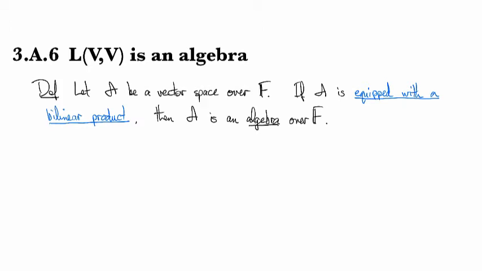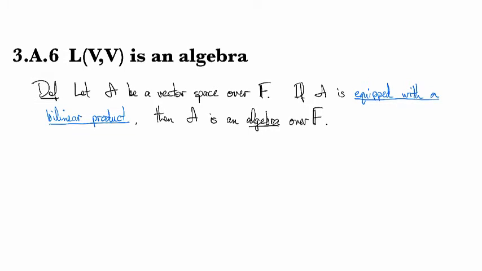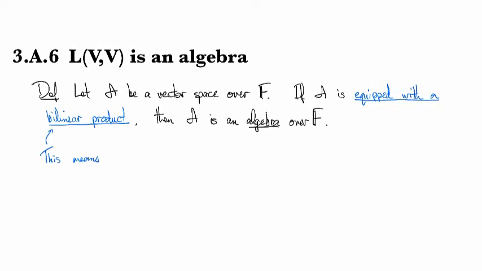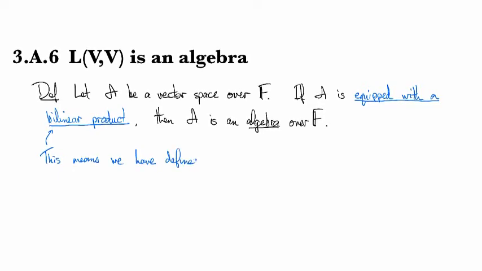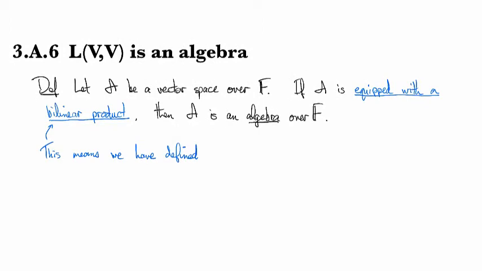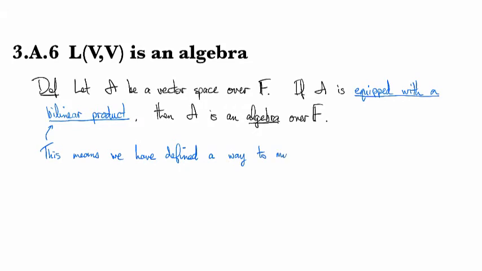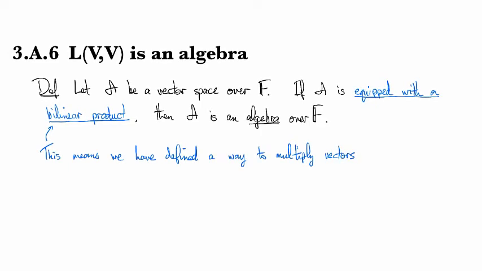Okay, and so here's this crazy blue phrase, equipped with a bilinear product. What does that mean? It means we defined a product. We defined a way to multiply. So if you've got a vector space and there's a way to multiply vectors together, then you have an algebra. Okay, and so just to be specific, this means we've defined a way to multiply vectors.